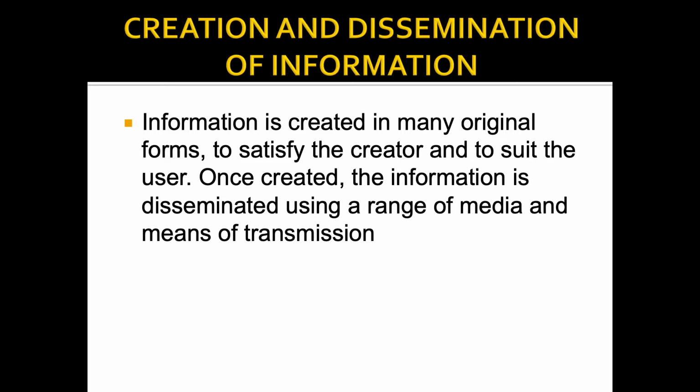Next, creation and dissemination of information. Information is created in many original forms to satisfy the creator and to suit the user. Once created, the information is disseminated using a range of media and means of transmission. There are many types of information dissemination channels, and one of the popular media used nowadays is social media. In the academic world, normally information, for example research findings, is disseminated using academic processes.